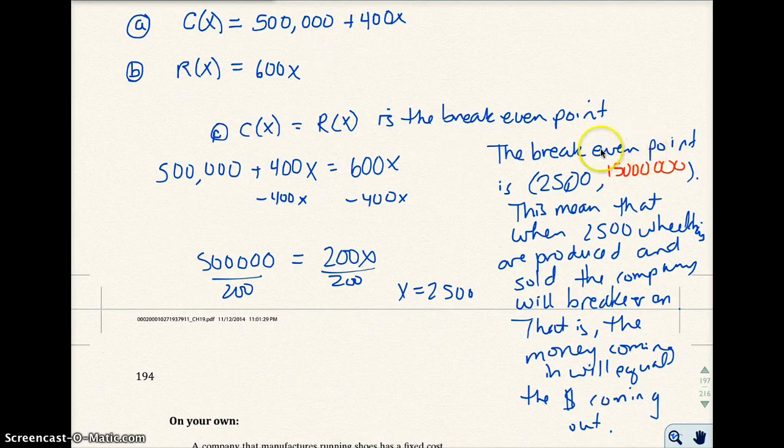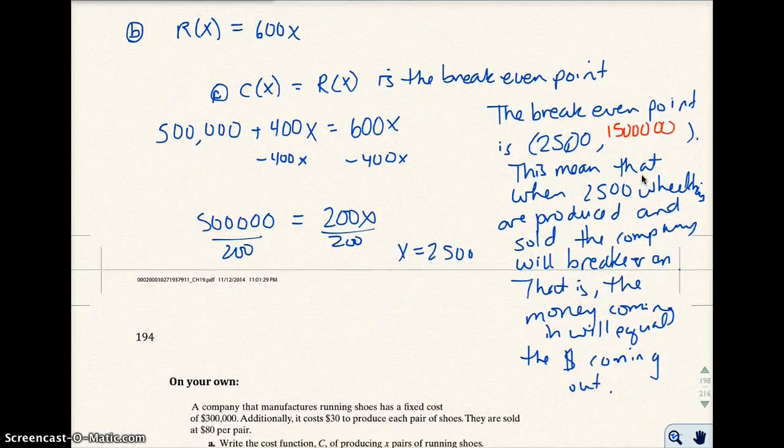What that means is, if you sold 2,500 wheelchairs, you'll make $1,500,000. That's too many zeros there. So you'll make $1,500,000. So when you say the money coming in, what you make, or the money coming out, that's $1,500,000.